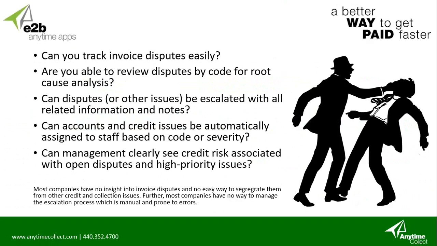Can management clearly see credit risk associated with open disputes and high priority issues? Again, we need to be able to tie all this information together, be able to look at the credit scores and other information such as broken promises, open disputes, maybe the length of how long it's taking that customer to pay us. And just to close here on this slide, most companies have no insight whatsoever into invoice disputes, let alone any way to segregate them from other credit collection issues. And most companies have no way to manage the escalation process, which is typically a very manual process and very prone to errors.